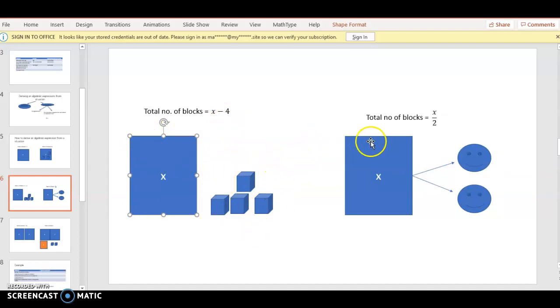Another situation here: when you have a bag, we don't know what number of blocks is inside this bag. We divide it by 2 people, so we say that x divided by 2.